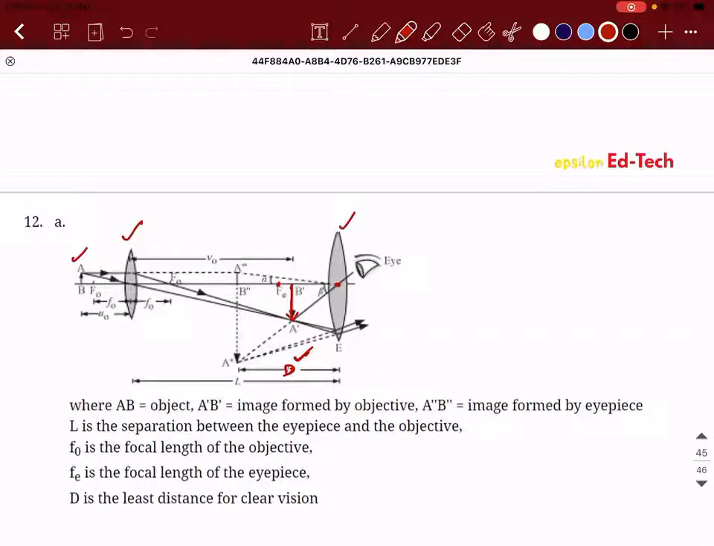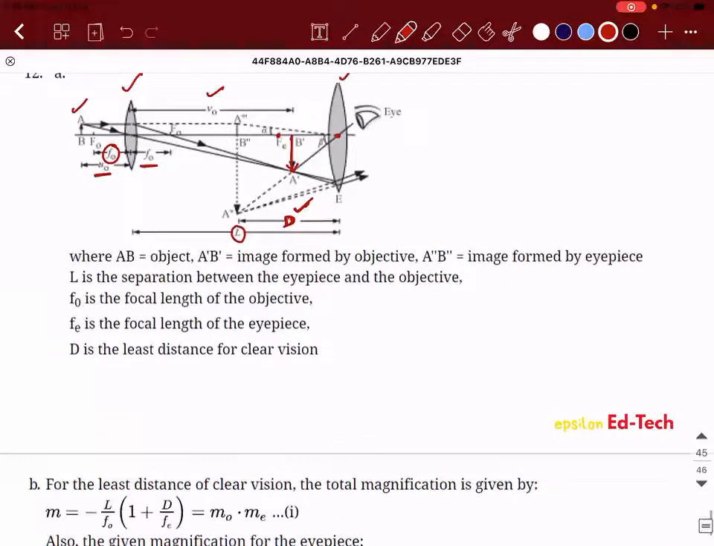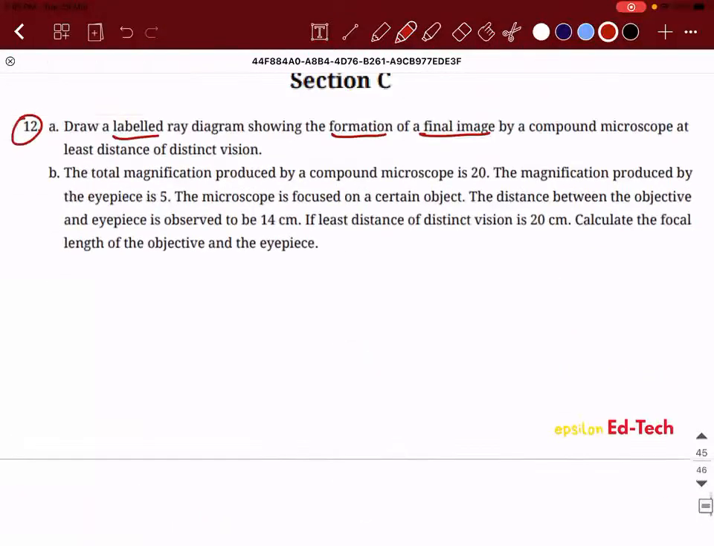Okay. So if you try to label the parts, F0 stands for the focal length of the objective, U0 stands for the object distance. Here also F0 stands for the focal length of the objective. V0 stands for the image distance with respect to objective. Capital D represents the least distance of distinct vision. Capital L represents the tube length, or it is the distance between the optical centers of the eyepiece and the objective. Okay. Having said this, the total magnification produced by a compound microscope is 20.